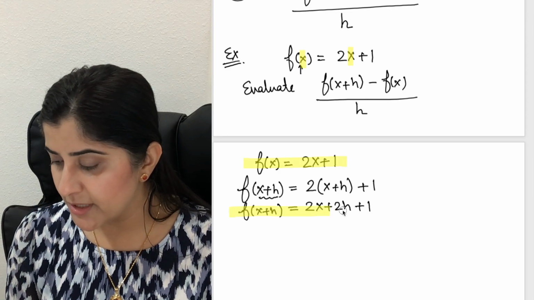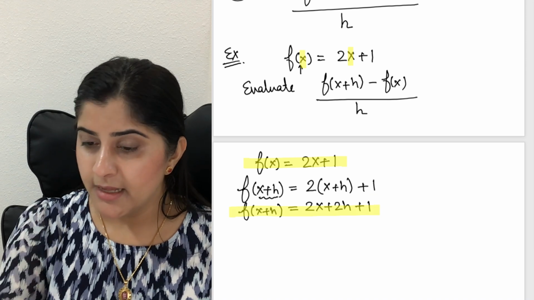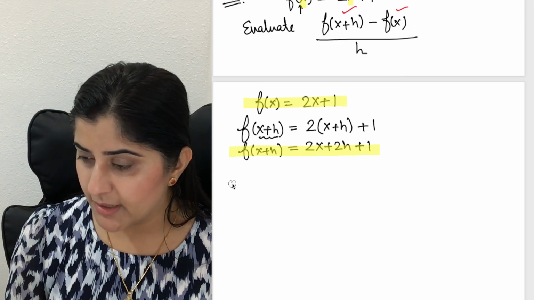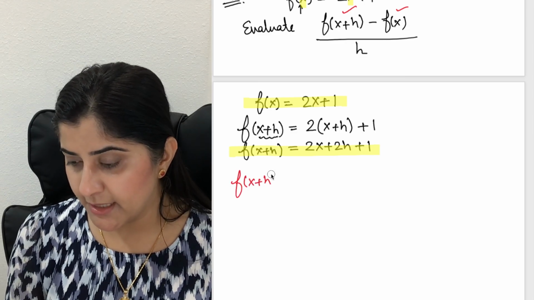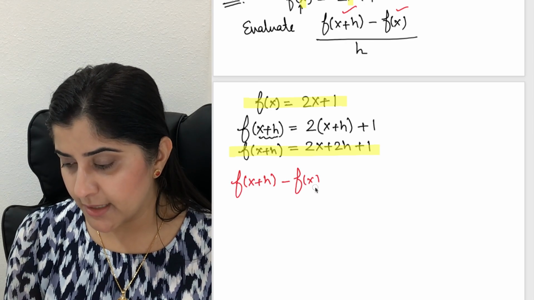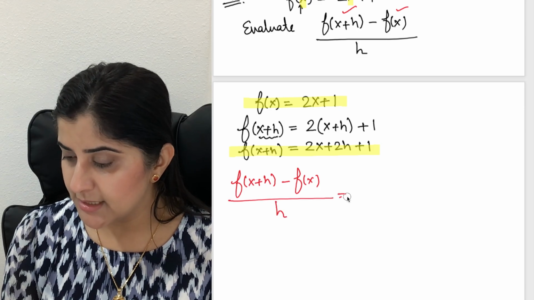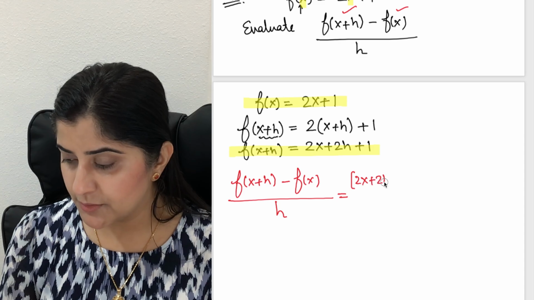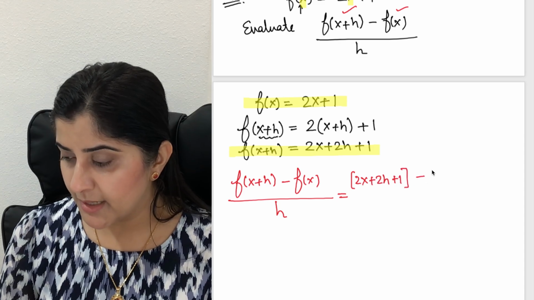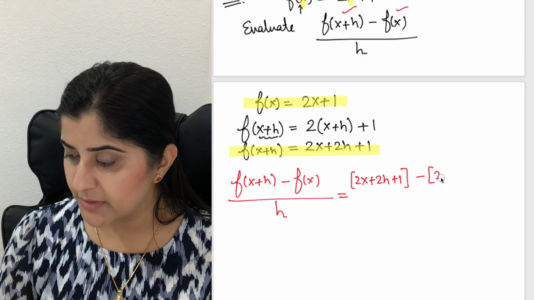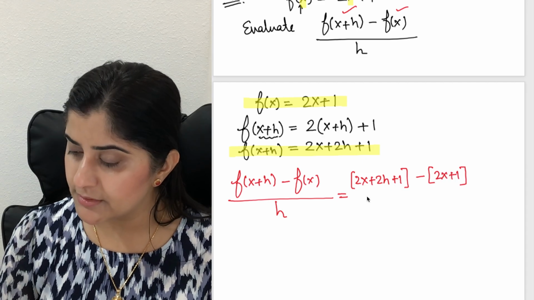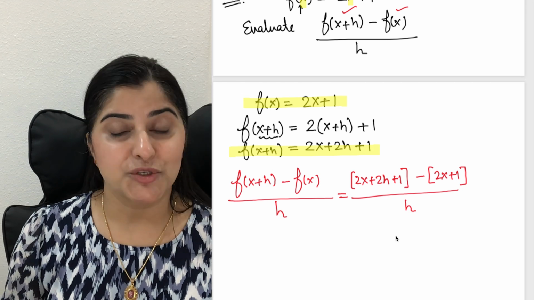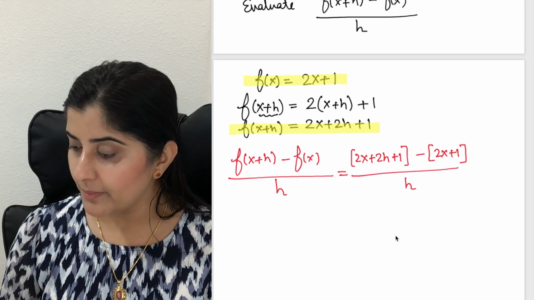We have f of x, we have f of x plus h. Plug in these values in this formula. So you can write f of x plus h minus f of x over h is equal to, f of x plus h is 2x plus 2h plus 1, minus f of x, which is 2x plus 1. Just plug in the values, divided by h. Now we have to simplify this expression as much as we can.